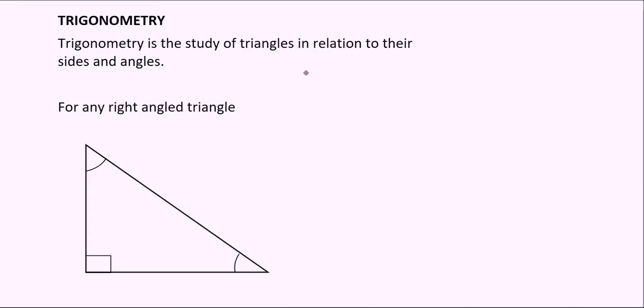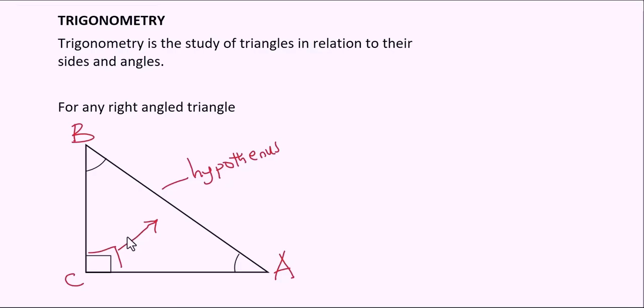Trigonometry. Trigonometry is the study of triangles in relation to their sides and angles. For any right angle triangle, let's say A, B, C, going anti-clockwise, we need to know that the longest side is the hypotenuse, or the side facing angle 90. So the side facing this box, which is here, is the longest side and is the hypotenuse.